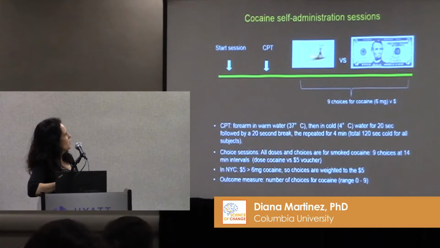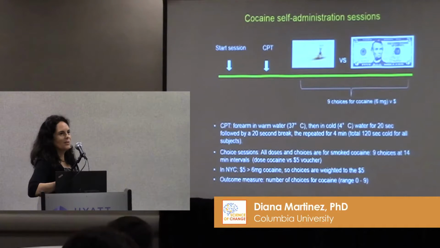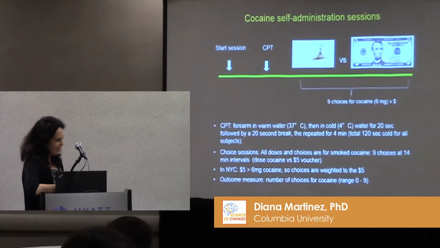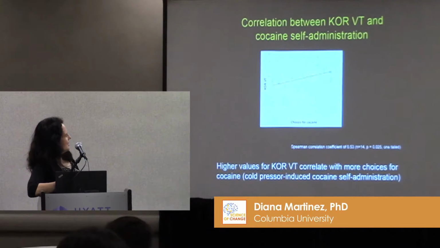We gave people the choice between the same lousy dose of cocaine. This time we only used a 6 milligram dose because we had a lot of other things to do, and $5. And our outcome measure is just, again, how many times do they choose a dose of cocaine after an aversive stimulus. This data we're still analyzing, but it's pretty much entering the final stages.